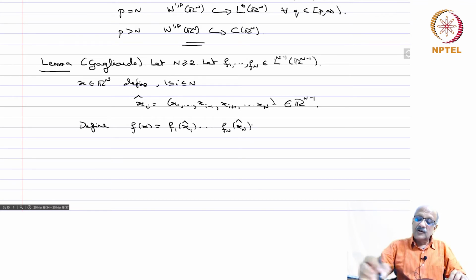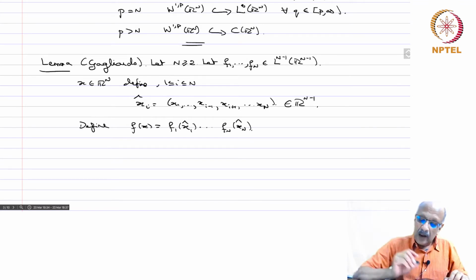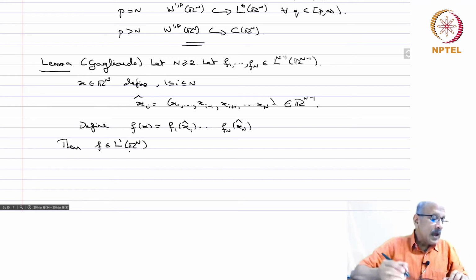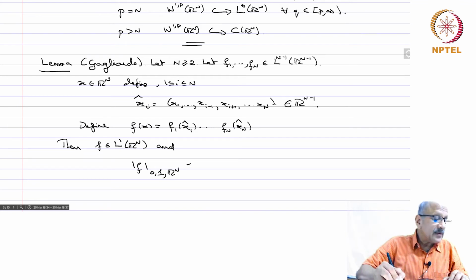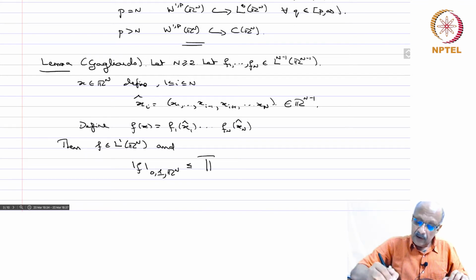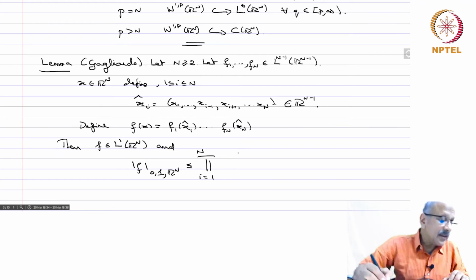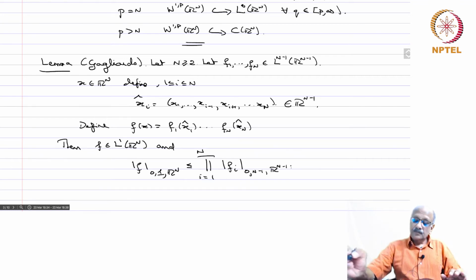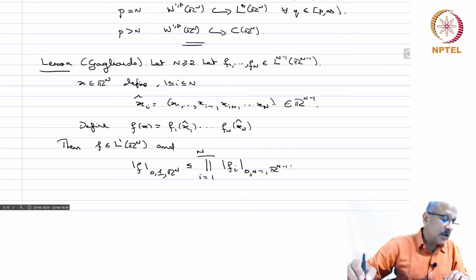So, we had n functions f_i in L^{n-1}(R^{n-1}), and we are going to write f as their product. The conclusion of the lemma is that f belongs to L^1(R^n), and the L^1 norm of f is less than or equal to the product for i equals 1 to n of the L^{n-1}(R^{n-1}) norm of f_i. Because they are all in L^{n-1}(R^{n-1}), this is well defined.